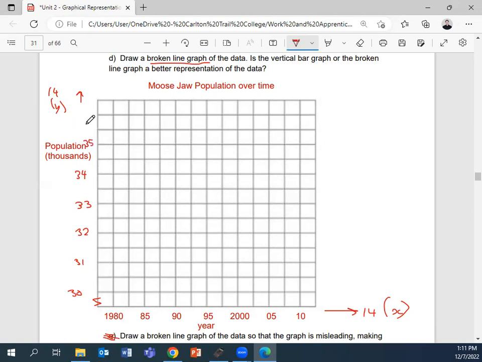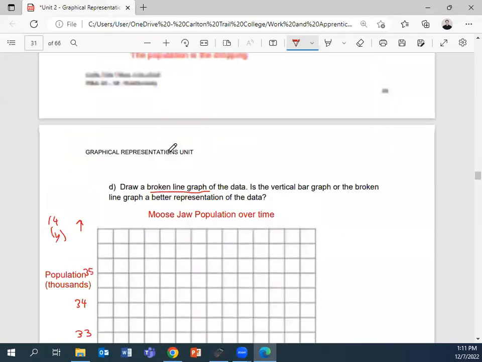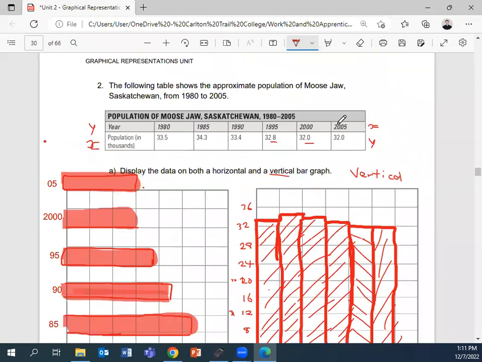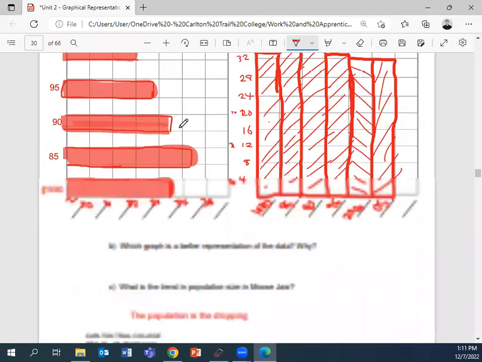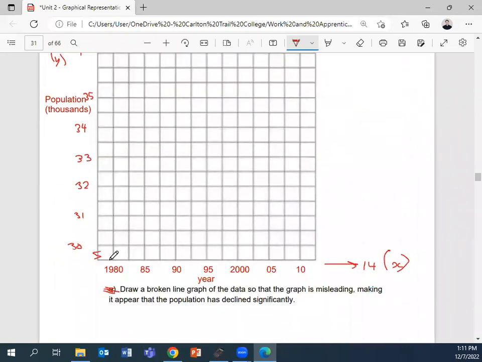If I do this, I'm now using most of the space in my graph. And then it's just a matter of plotting those points in. Now, remember, this is not a bar graph. This is a broken line graph, what we learned yesterday, where all we do is go to the point. My population is Y, this is my X. So 1980 is 33.5. So you go to 1980, which is this line right here, and go to 33.5 and put that little dot in, right?